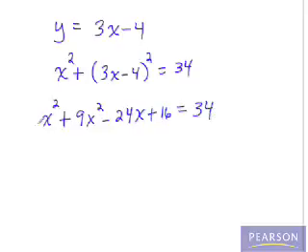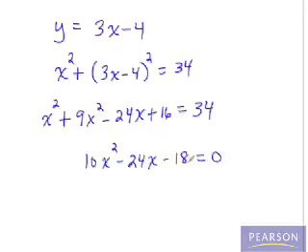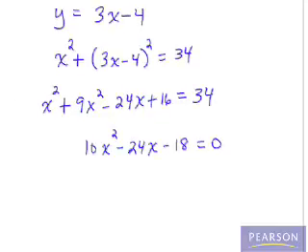I see that I have a quadratic equation, so I'll set it to 0. 1x squared plus 9x squared will be 10x squared. And we have a negative 24x. And we will subtract 34 from both sides, and we will have a negative 18. And that's equal to 0. Let's go ahead and solve this quadratic by factoring.